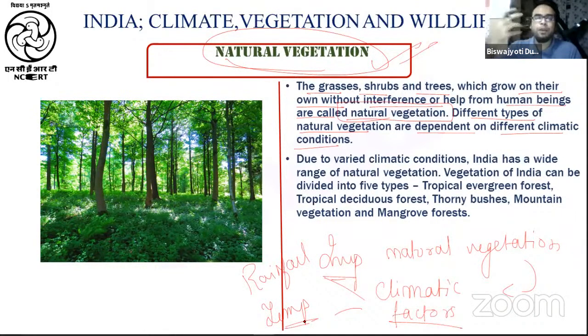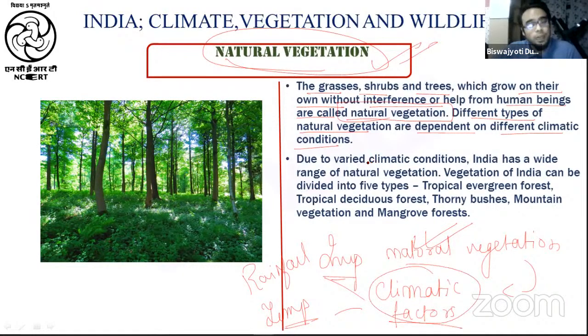Now, for example, if I go to an area which is receiving a very high amount of rainfall and very high temperature, what type of vegetation do you think we will find there? We will find evergreen forest. But on the other hand, if I go to an area where there is less rainfall and the temperature is also very high, what type of vegetation will we find there? We will find thorny forest, because the rainfall is scanty. Understood? So the major factor which determines the type of natural vegetation that we will find is climatic factors.